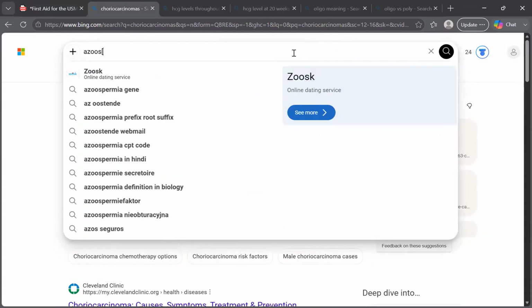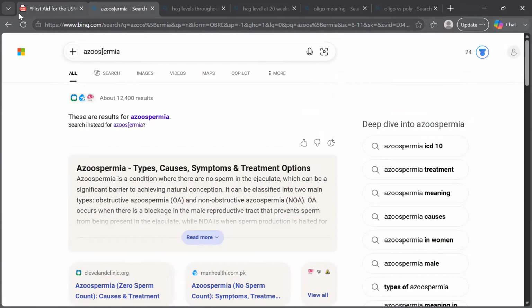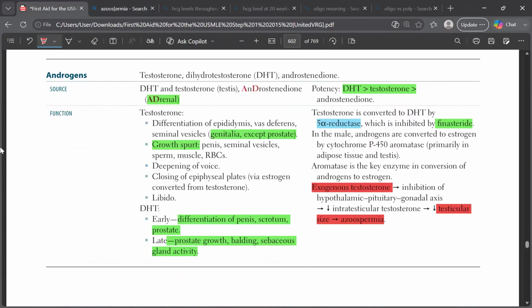Let's search azoospermia. It is a condition in which there are no sperm in the ejaculate, which can be a significant barrier to achieving natural conception.